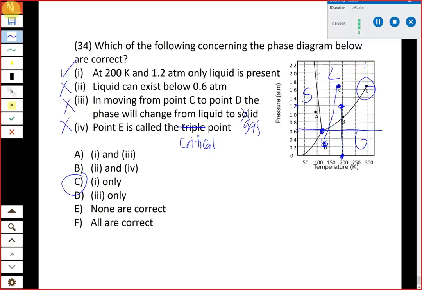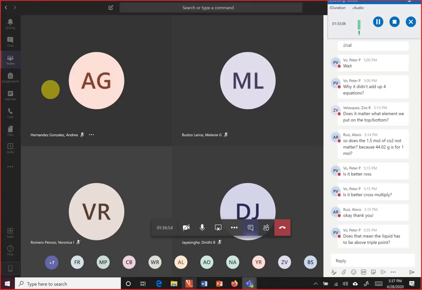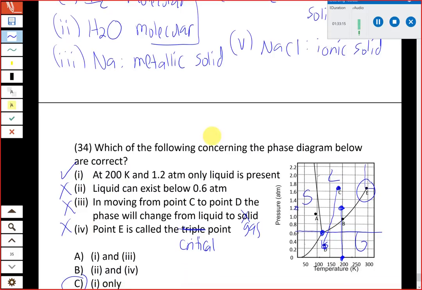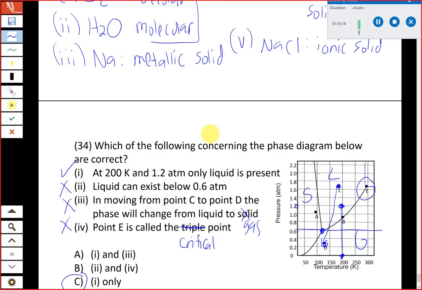All right, so we did have a question come in while I was going through this. Let's see what it is. So the question is, does that mean the liquid has to be above the triple point? And the answer is yes. So if you look at the pressure at which the triple point occurs, so this triple point is at a pressure of 0.6 atmospheres, the liquid will only exist at higher pressures than 0.6. Not at all temperatures, but the pressure has to be above 0.6 atmospheres for you to see the liquid. And that's true for any substance. So the triple point is going to be that boundary point there, and only at pressures higher than that are you going to ever see the liquid phase.